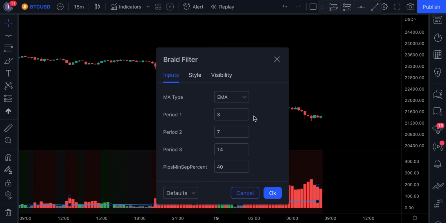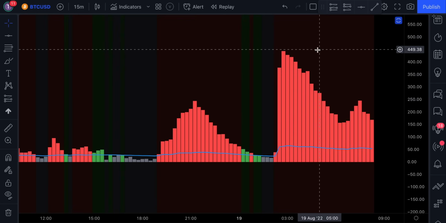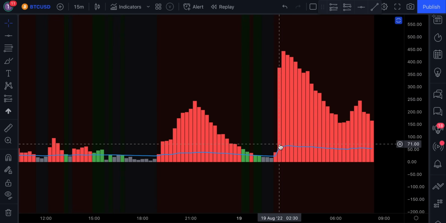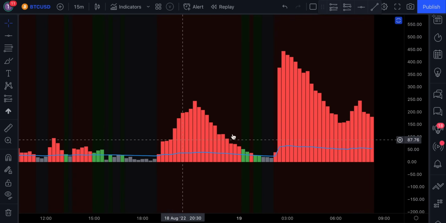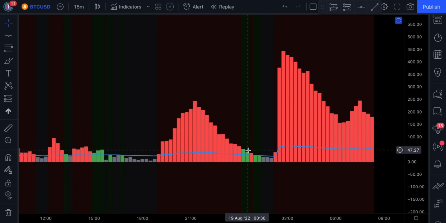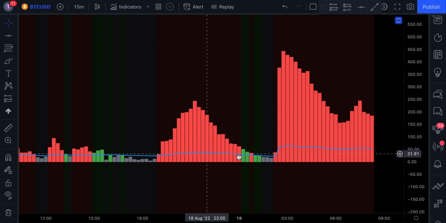You can customize the settings as you wish, but I personally like to keep them on default. And the way we can use this indicator for our entries is simple. Every time the histogram turns from either green or grey to red, this is considered a new short signal. And if the color of the histogram has changed from either grey or red to green, this is a new signal to go long.